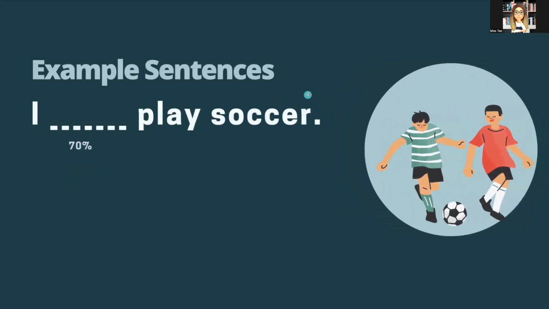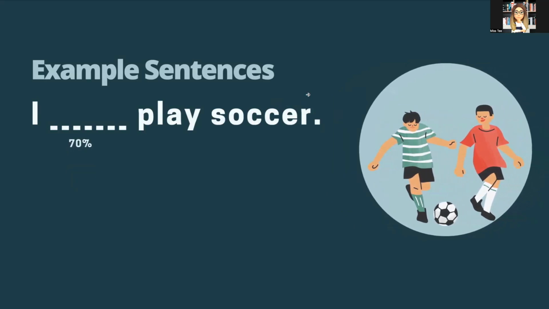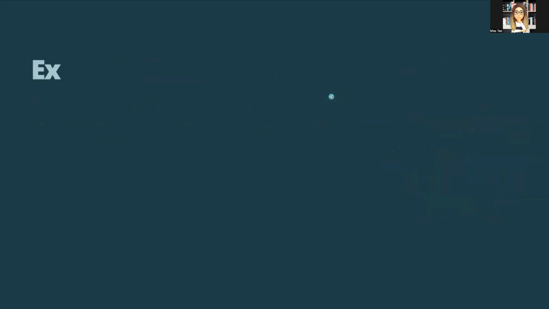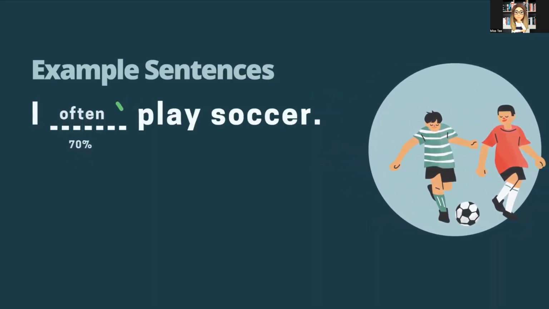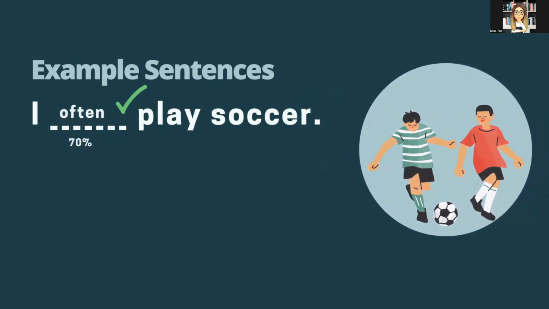Another example sentence. I something play soccer. So what means 70%? If we think back to the beginning of our lesson, there's a word that means 70%. What is that? Adverb of frequency, play soccer. How often? I often play soccer. 70% of the time is often. Not every day, not most days, but pretty often, more than half of the time.